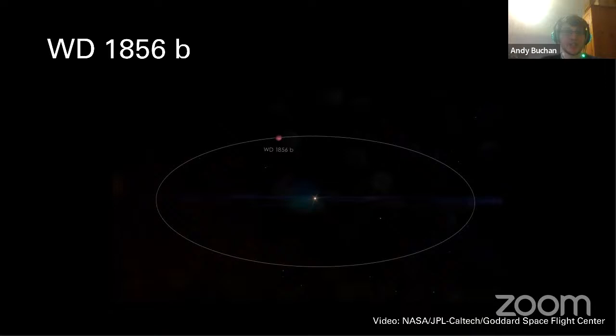So the researchers calculated how close it needs to be. And the answer is 0.02 AU. So that's 1/50th of the distance from the Earth to the Sun, which is close enough that this diagram, by my estimate, is not that far off from being to scale. I think the orbit should be a little further out, but this is not a complete misrepresentation of what's going on. So this provides some pretty compelling evidence that it is possible for planets to get very close to white dwarfs.